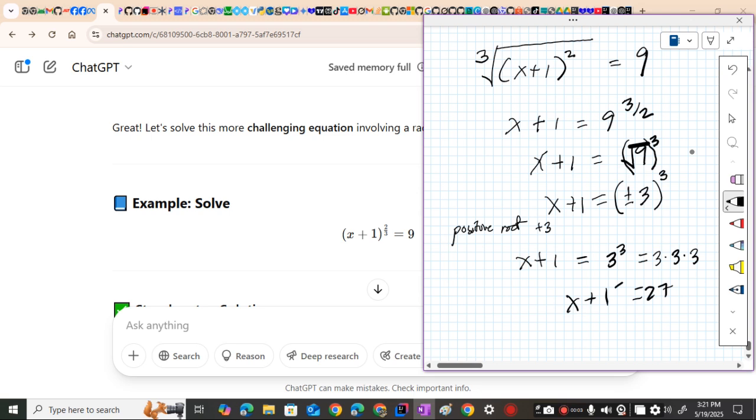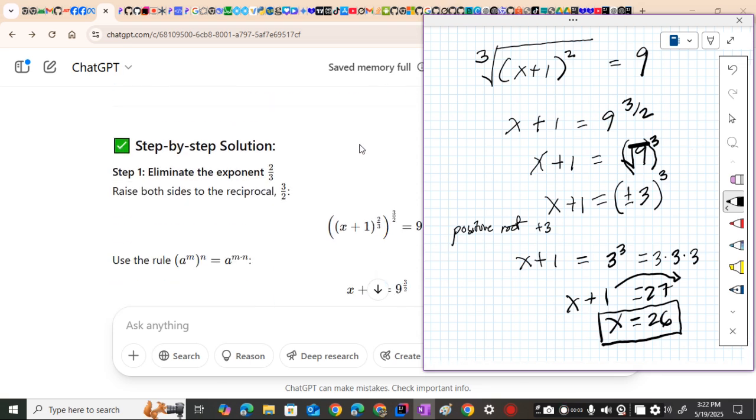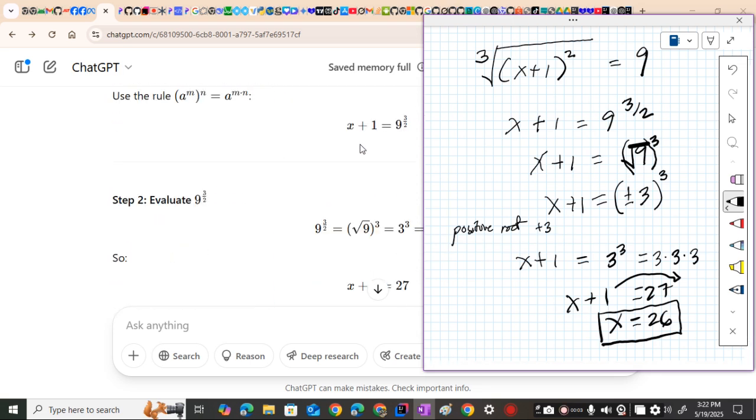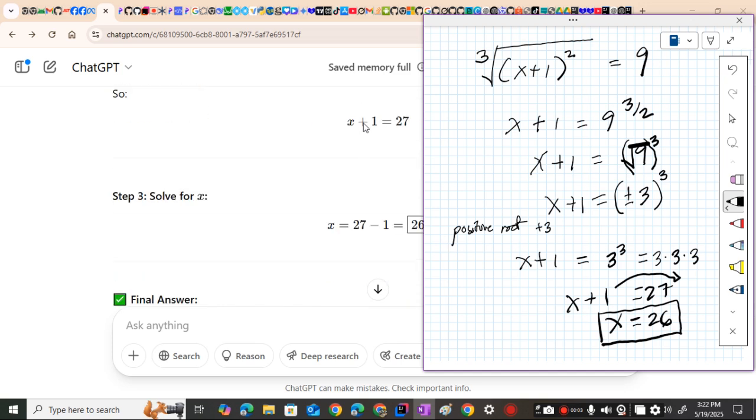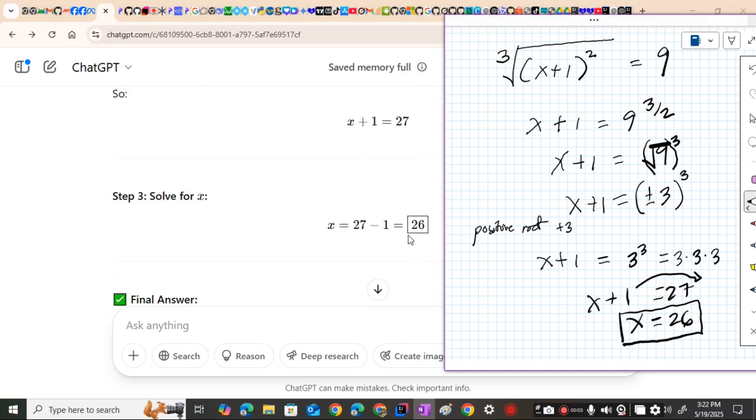This is effectively 9 times 3, or 27, equals x plus 1. Now, we transpose 1 to the right side, so all we have now is 27 minus 1, which is 26. And that is one of the roots. Let's try to check our answer. And that's correct. So we have the same answer as ChatGPT.